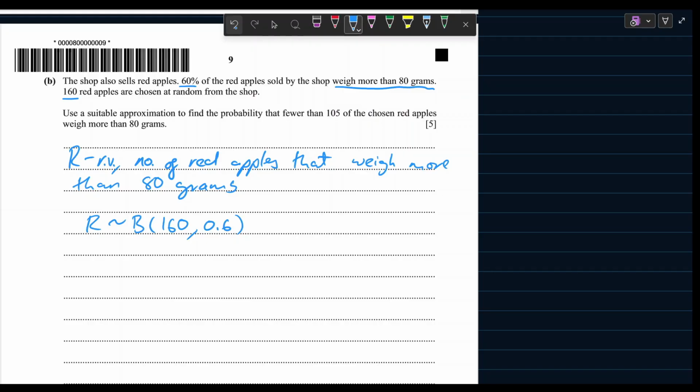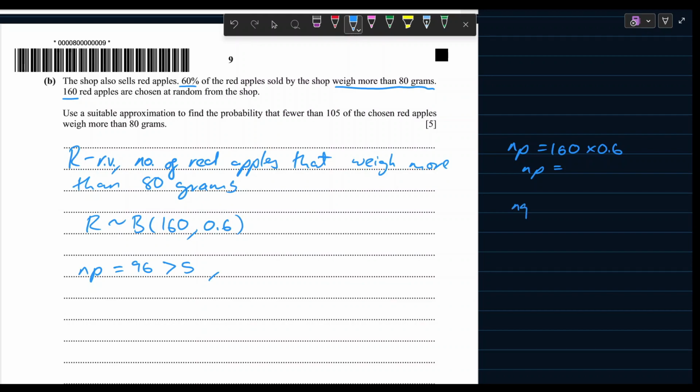And at AS level, this is the only approximation you use, but it's always good to check if the conditions are met. So let's check NP. NP is going to be 160 times 0.6. So NP is equal to 96, which is greater than 5. So it matches the condition that NP should be greater than 5.